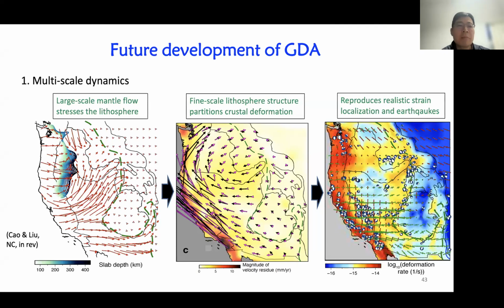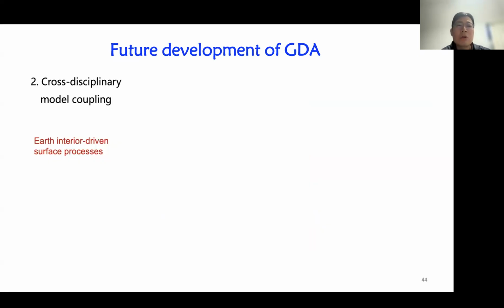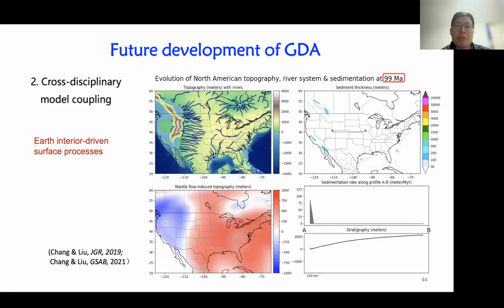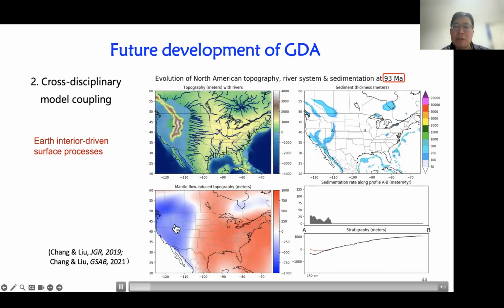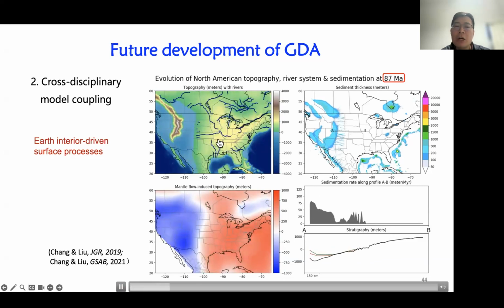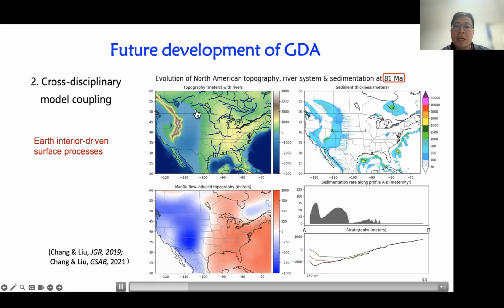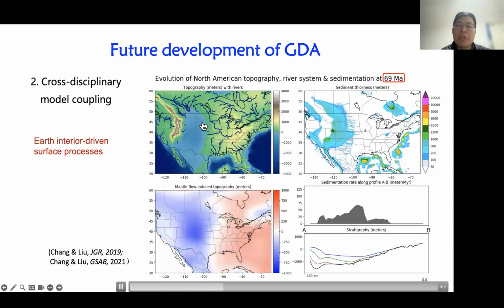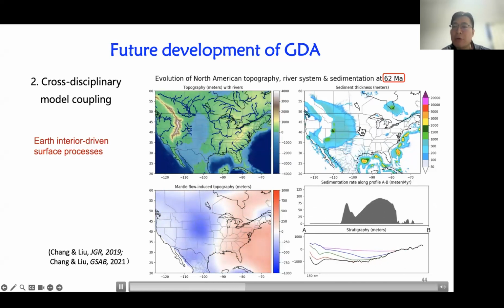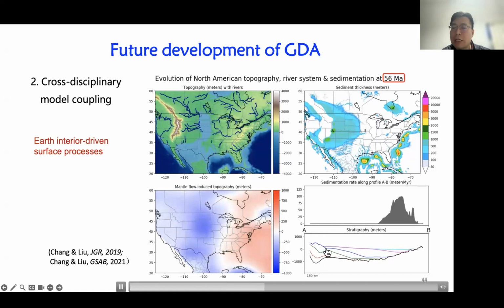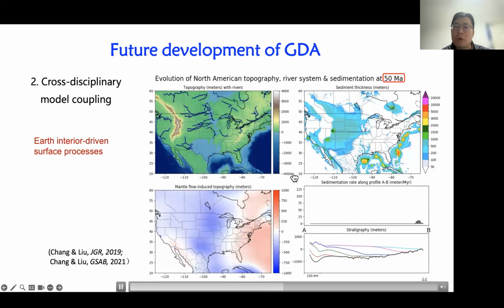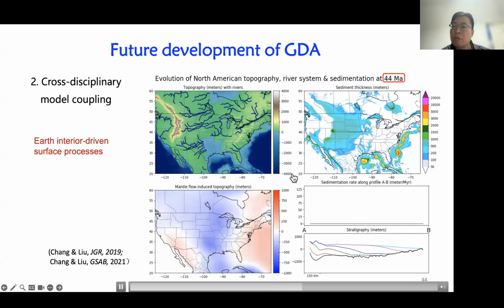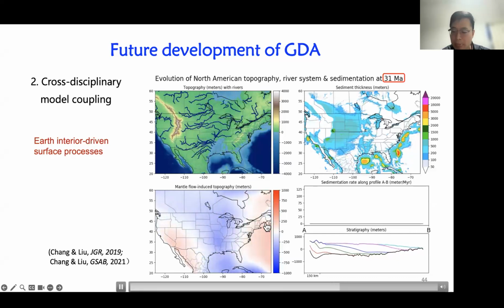And this is one thing, right? Multi-scale physics and also cross-disciplinary modeling. What I'm talking about here is an example of dynamic topography, mantle flow-driven topography causing the surface topography to change. And that causes the rivers, the marine inundation, and also the sediment migration, the basin strata evolution, etc. All these surface processes evolve coherently with the mantle driving force.